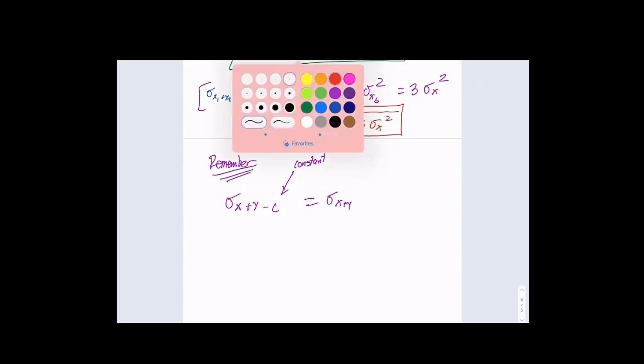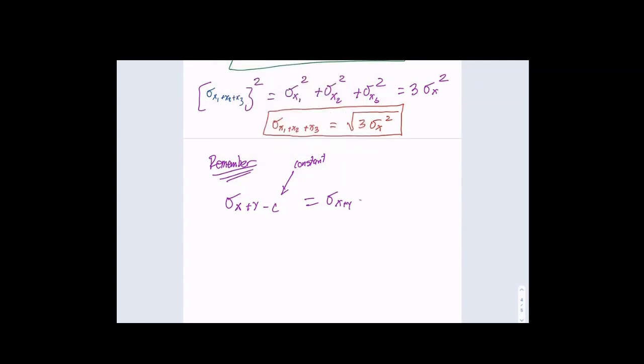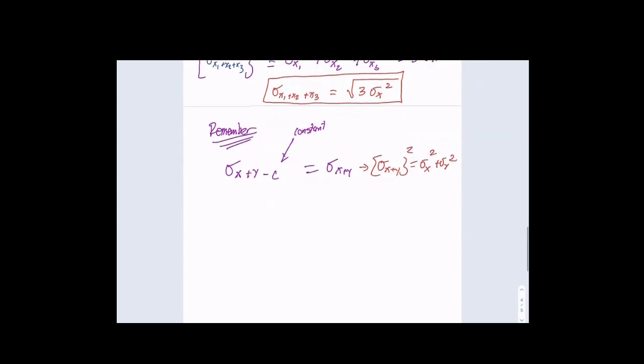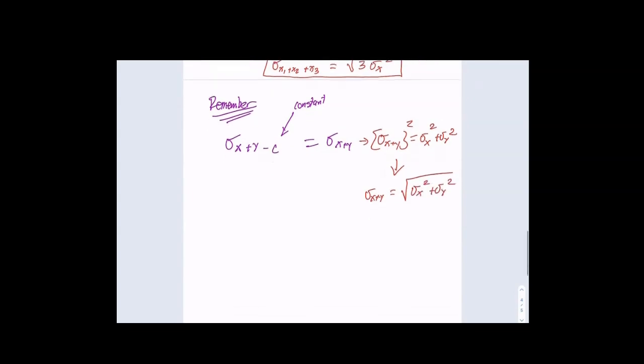Then what you're going to do is say, okay, if that's true, then the standard deviation of x plus y squared is equal to the standard deviation of x squared plus the standard deviation of y squared. And then you can finish it off: the standard deviation of x plus y is equal to the square root of the standard deviation of x squared plus the standard deviation of y squared. This is the easiest way.